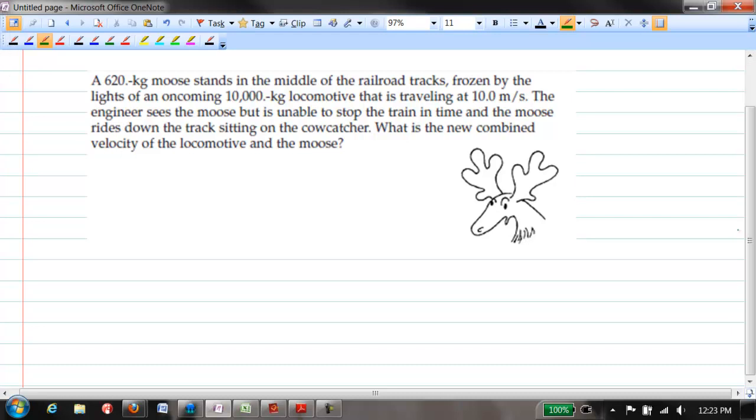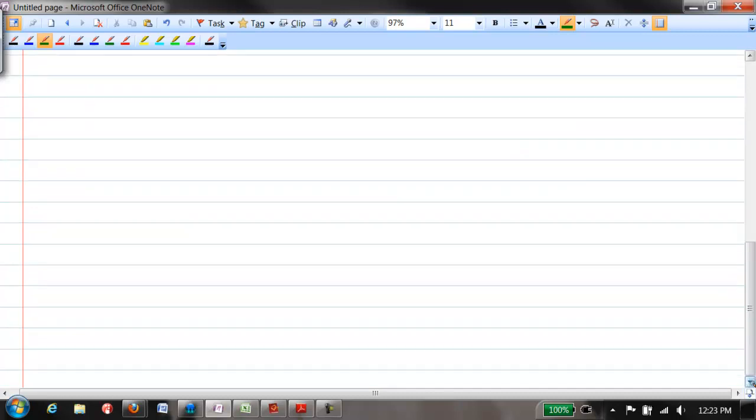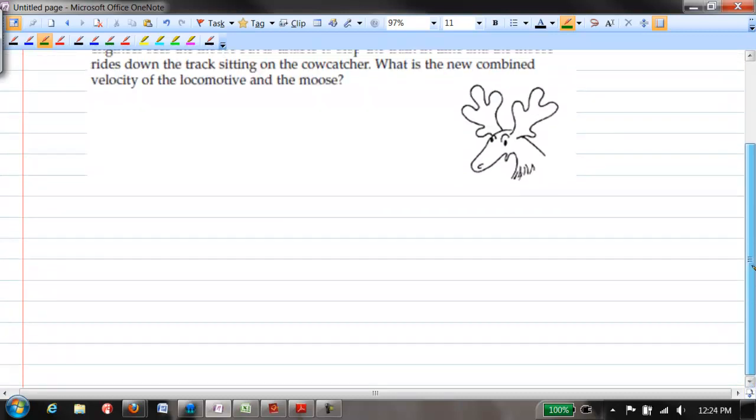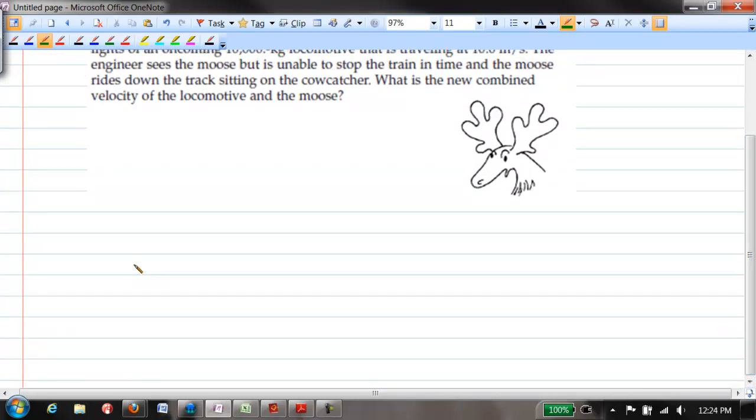So let's read this thing. We've got a 620 kilogram moose standing on some railroad tracks, and an oncoming locomotive. So let's start drawing the picture. You guys can marvel at my terrific drawing. So we've got a train with a cow catcher on the front, and we've got a moose standing on the tracks, like the antlers.